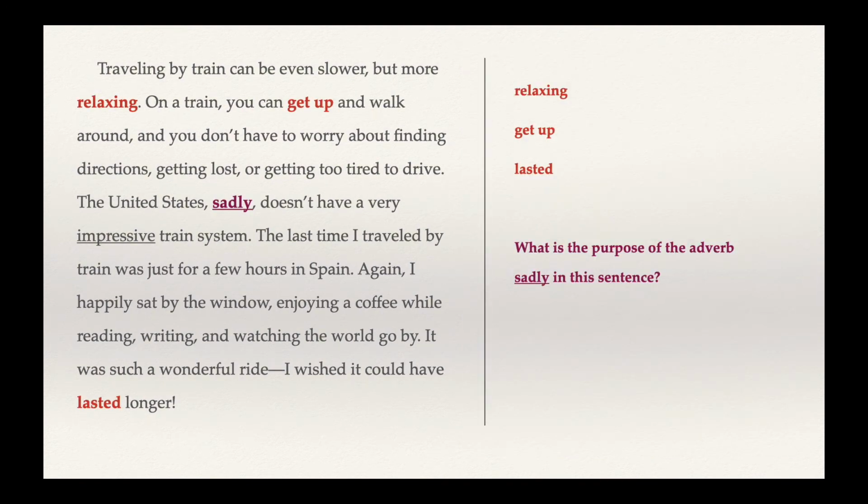In this paragraph, we move from talking about cars to talking about trains. And in the first sentence, we say that traveling by a train can be more relaxing. More relaxing here refers to the paragraph before, more relaxing than traveling by car. So what do you think relaxing means? In the second sentence, we see the phrasal verb get up. What does it mean here to get up and walk around?